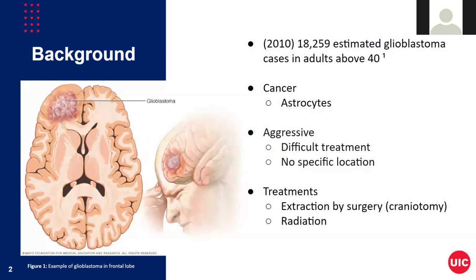Glioblastoma is the most prevalent brain tumor in adults age 40 and older, with over 18,000 estimated living cases in 2010. It is an aggressive type of cancer that forms from star-shaped cells in the brain called astrocytes. The picture to the left is an example of one in the frontal lobe. Treatment for most tumors include extraction by surgery.